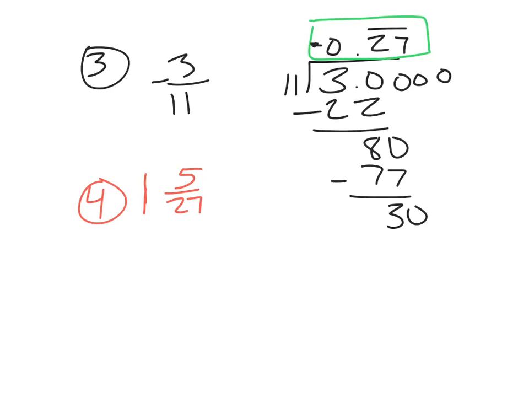So remember, we already know that it's going to be 1 point something, because the 1 is a whole number. So we're going to divide 27 into 5, and then we'll see how many of these zeros we need. 27 into 50 goes how many times? 1, which gives me 23.